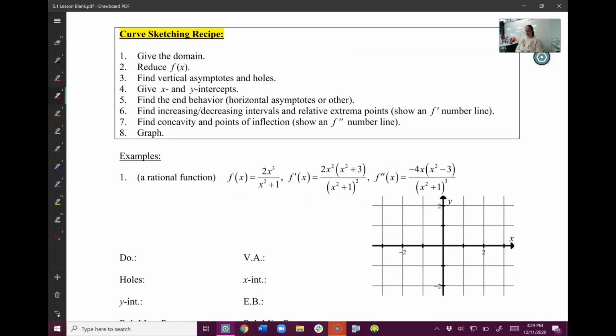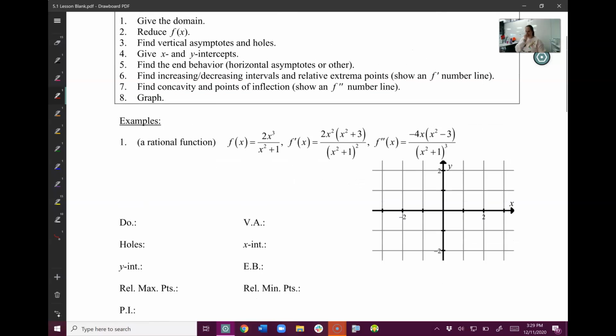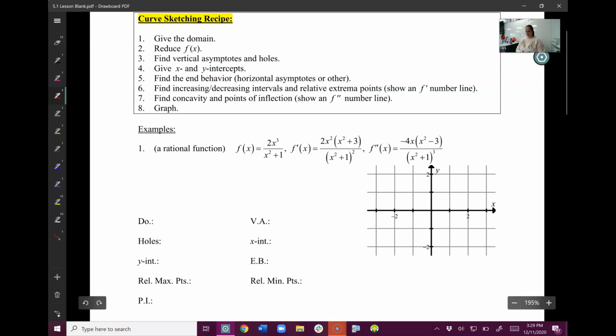So you have your curve sketching recipe right here. I'm going to go through those steps in this first example. Now, first off, thankfully in this example, we don't have to find the derivatives. They're found for us, which is nice. Usually you would need to go through and do quotient rule on this to find the first and second derivative.